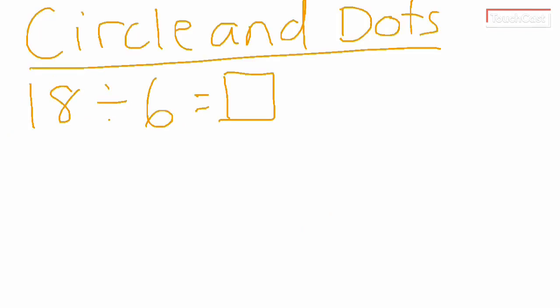Hey friends, so the next strategy we're going to go over is circles and dots, or like I've said before, circles and X's, whichever one you like, as long as your teacher can read it. We're going to do the same thing that we did before, where we continue to label our numbers. If we are dividing, you always start with your total. You're going to divide that by the number of groups. And that's going to tell you how many you have in each group.